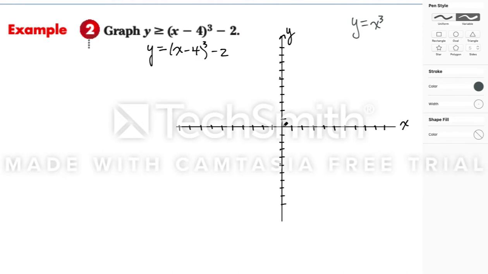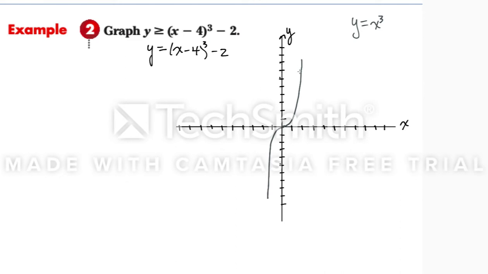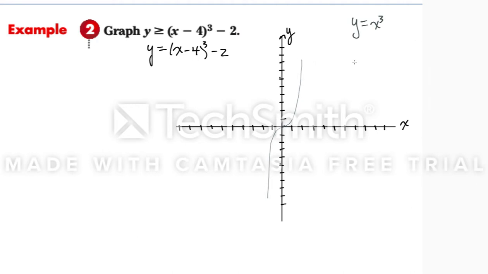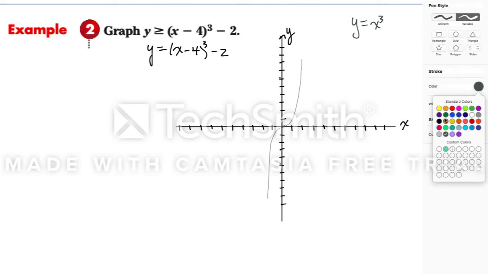And so I can start off. This graph would look something like this. That would be the parent graph, like that. And let me make this a little bit lighter. Let's see if I can do it like that. Okay, so make that a little bit lighter so we're not confused by it. And so what we're going to do is now graph the actual function. So we're graphing y equals this, but remember we're doing an inequality.